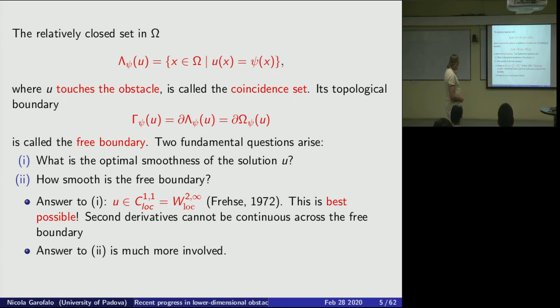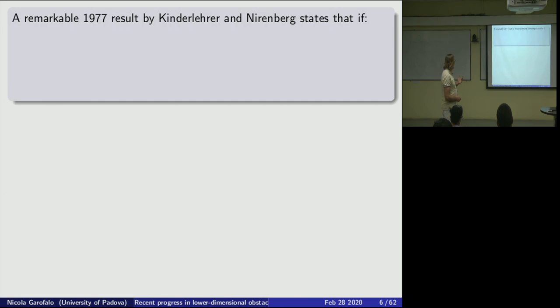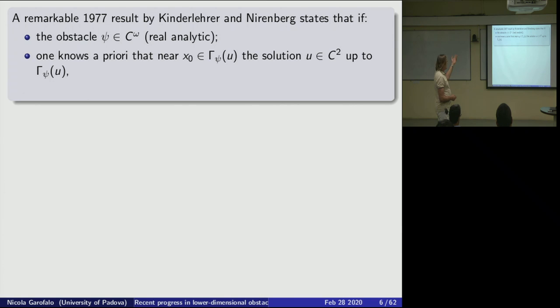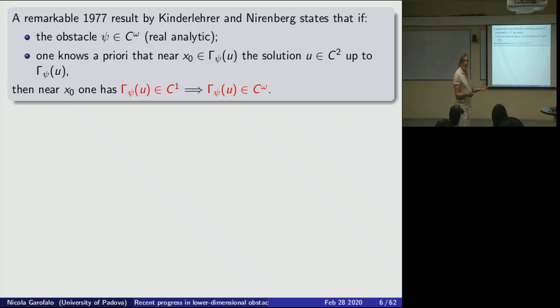Question number two, instead, is much more involved. So let me give you a little bit of the history of how things went. In 1977, Kinderlehrer and Nirenberg proved a remarkable fact. They showed that if the obstacle is real analytic, and if one knows a priori that near a point of the free boundary the solution U is C^2 up to the free boundary, but this does not mean across, it means just from one side, then, if you know a priori that the free boundary near x0 is a C^1 hypersurface, in fact it's a real analytic hypersurface. Wow, the free boundary smooths out. So this is a major result by Kinderlehrer and Nirenberg.